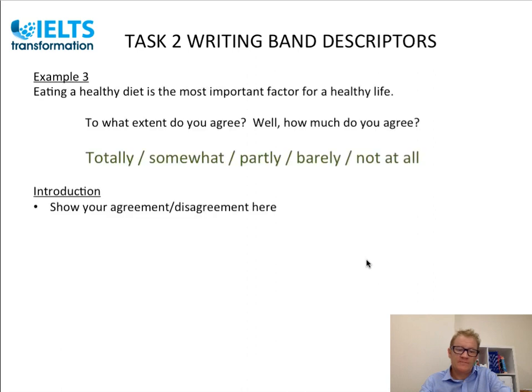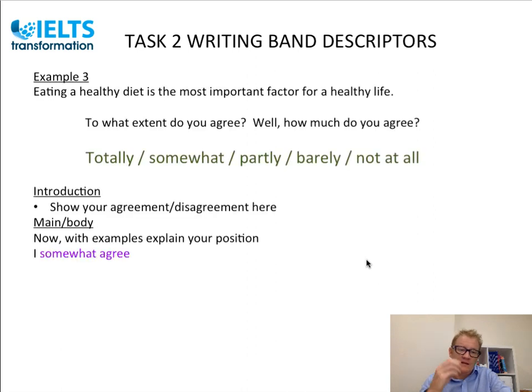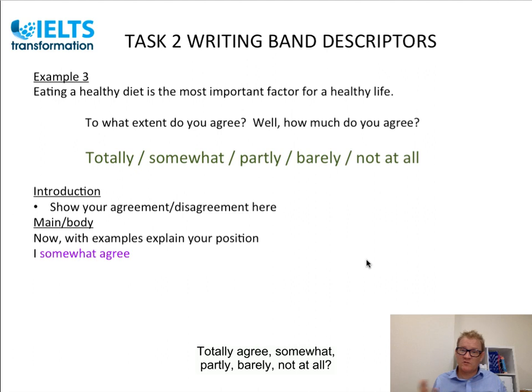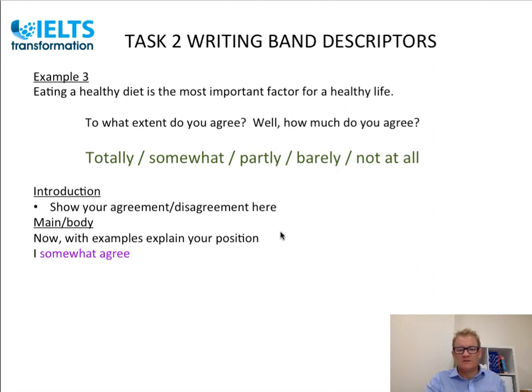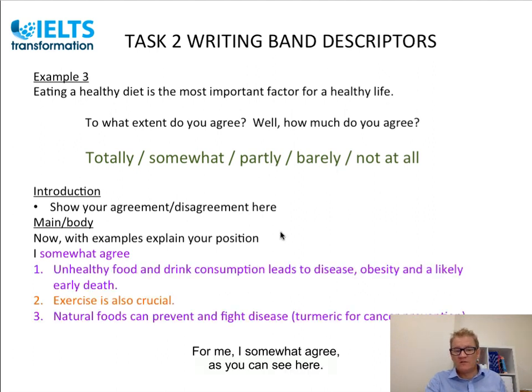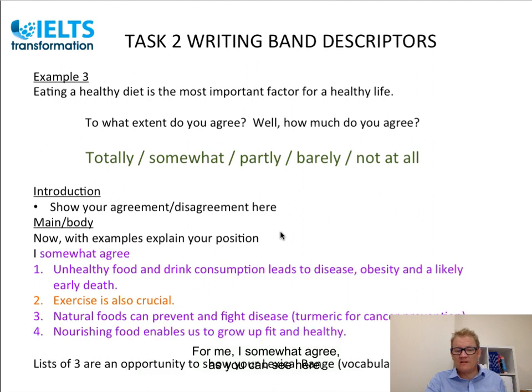Example 3. Eating a healthy diet is the most important factor for a healthy life. To what extent do you agree? So how much do you agree? You totally agree? Somewhat, partly, barely, not at all? It's really from 100% totally, not at all, 0. Somewhat, maybe 50, partly, 30, barely, 10, 20. For me, I somewhat agree, as you can see here.